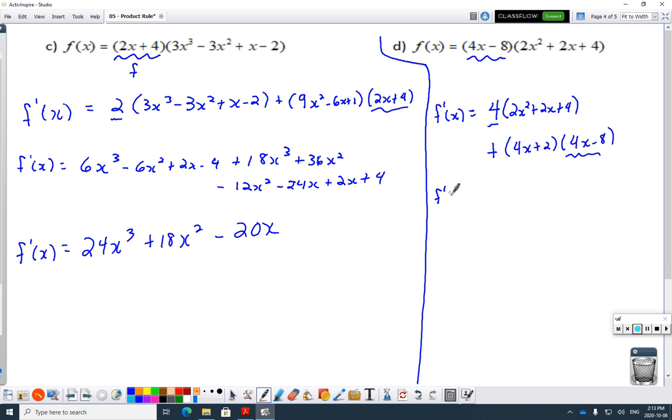I don't think this one is nearly as bad an expansion as the last one. 8x squared plus 8x plus 16 plus 16x squared minus 32x plus 8x minus 16. Let's double check that step before I go any farther. 8x squared, 8x, 16, yes, 16x squared minus 32x plus 8x minus 16. Good. X squareds, I got 24x squared. I got negative 16x. Do I? 24x squared, yeah. 16 negative, yeah. It all looks good.